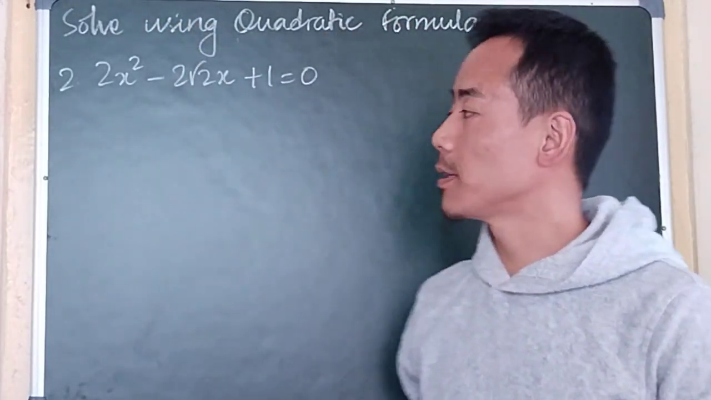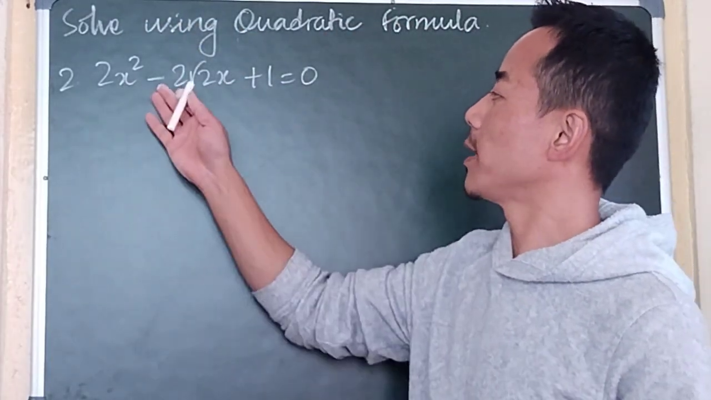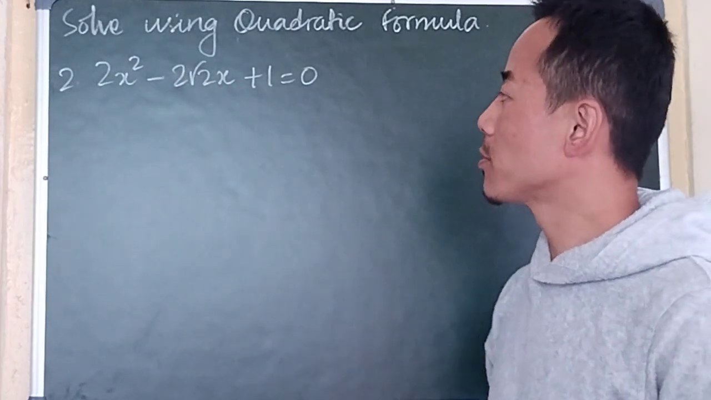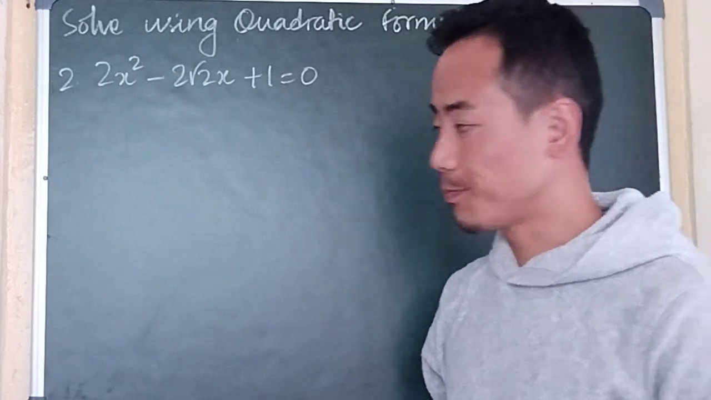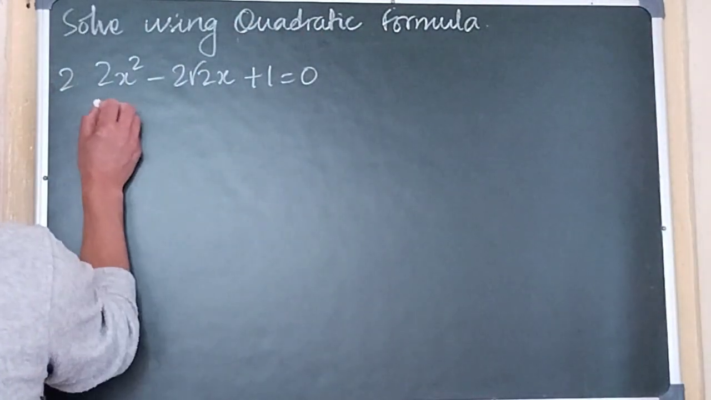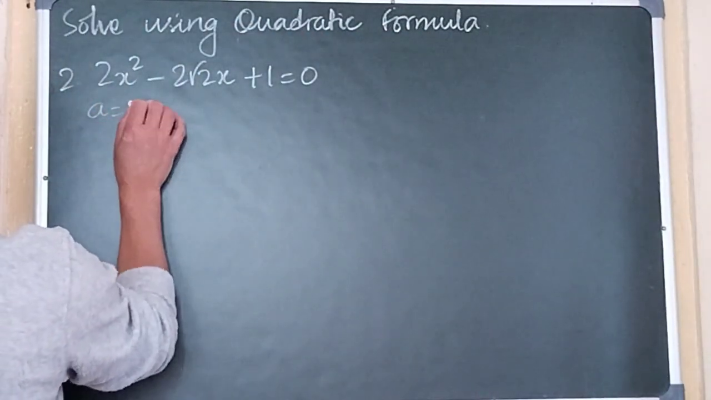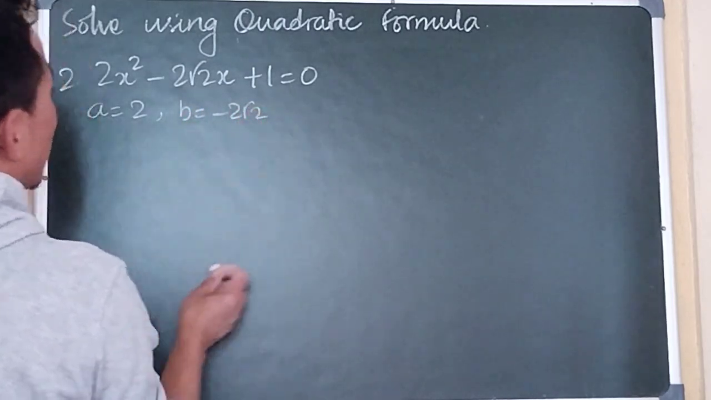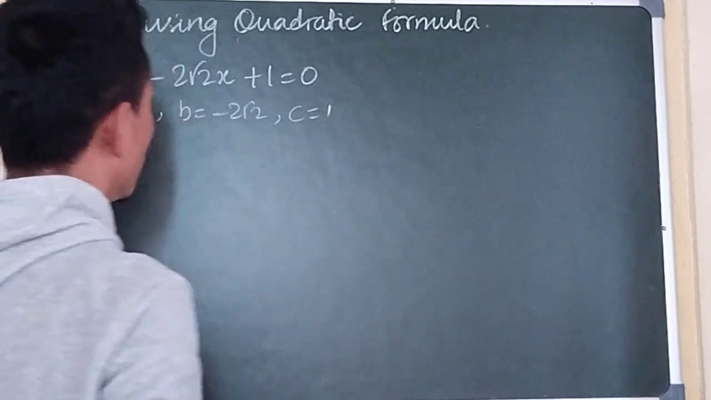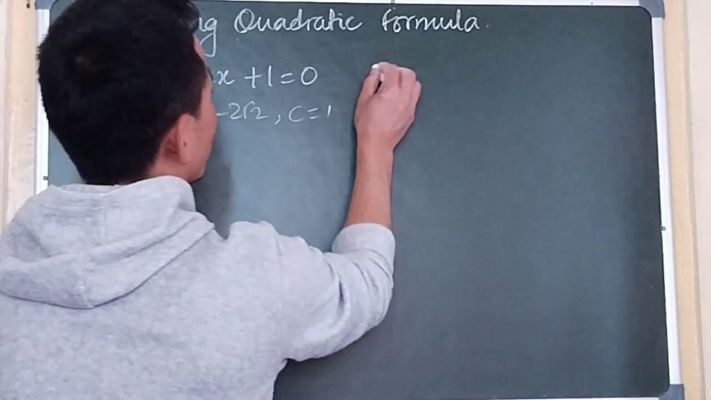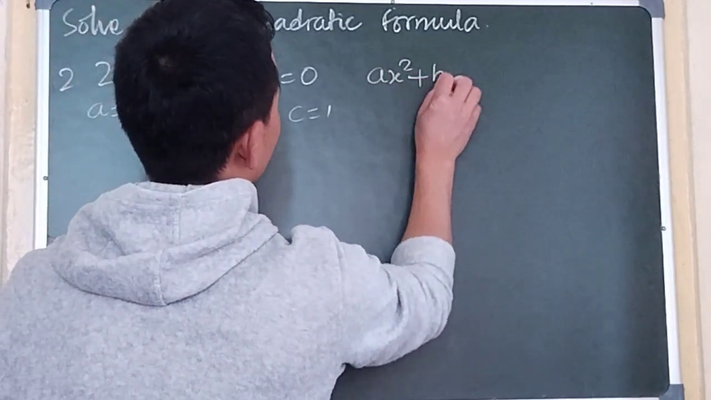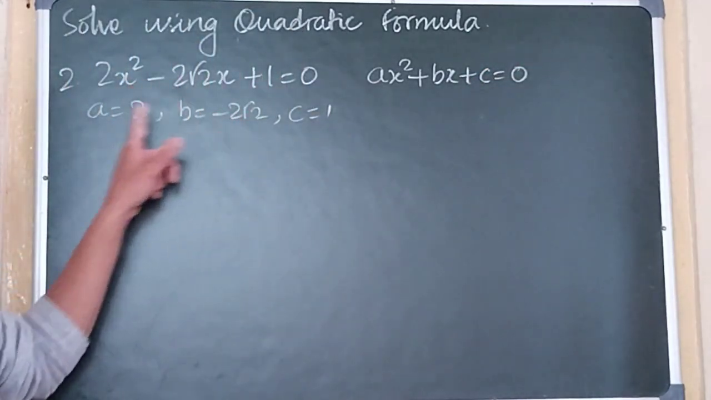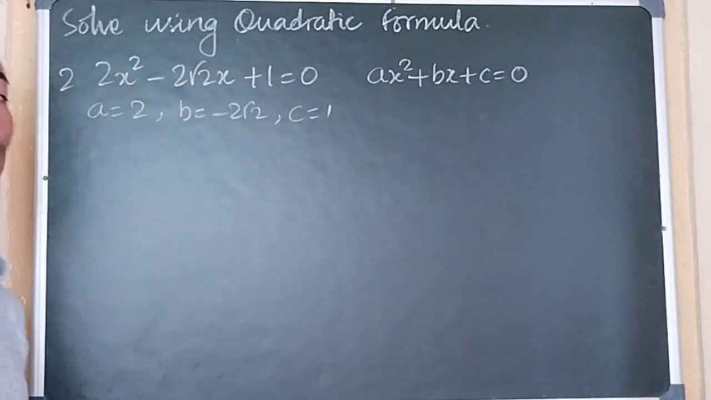Okay, so the second equation that we have here is 2x square minus 2 root 2x plus 1 equals to 0. So again, we have to use the quadratic formula to solve this equation. Let's see the values first. The value of a is 2. The value of b here is minus 2 root 2. And the value of c here is 1. You just have to compare this with the equation ax square plus bx plus c equals to 0. So compare this with this equation, you'll get the values of a, b and c like this.